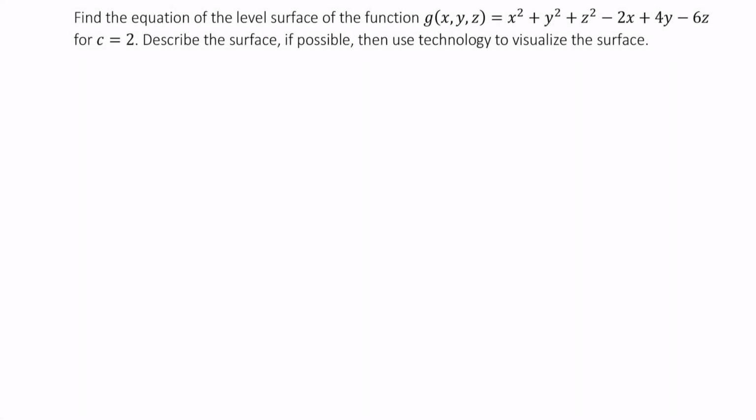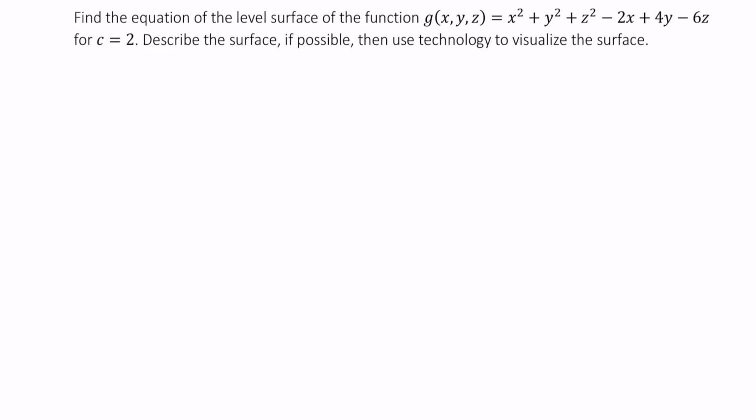Welcome. In this video, we're going to take a look at this function of three variables, and we're going to find the level surface for this function for the value of c equals 2. We're going to describe the surface, then use technology to visualize the surface.